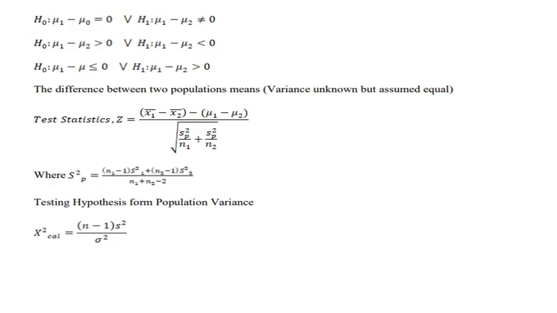Then we check our calculated value. To get our calculated value, we use n minus 1 s square over sigma square. In the other formula, we are given sigma square, but here we are given s p square. One is in variance while one is in standard deviation.